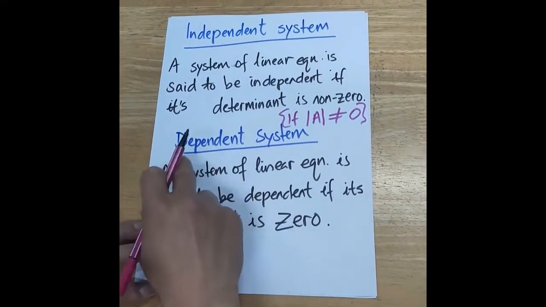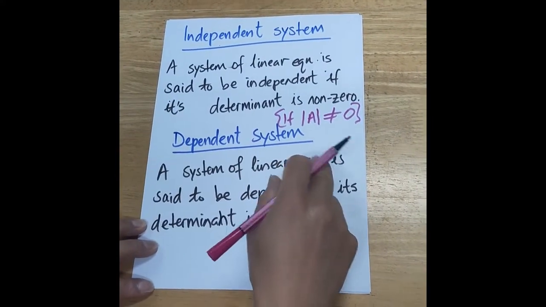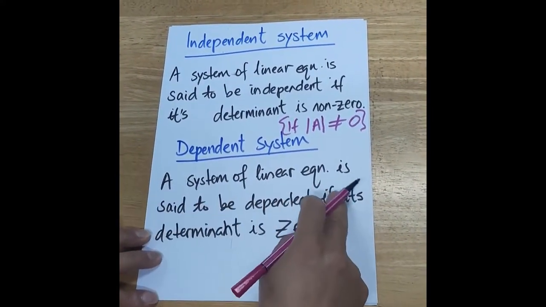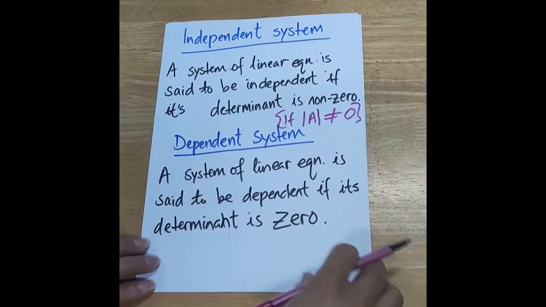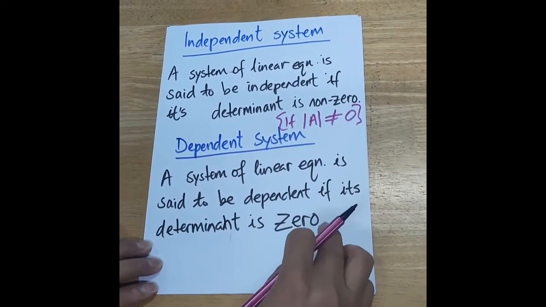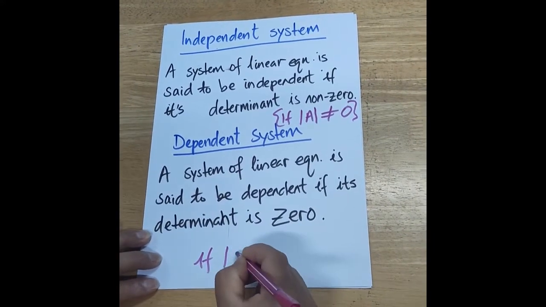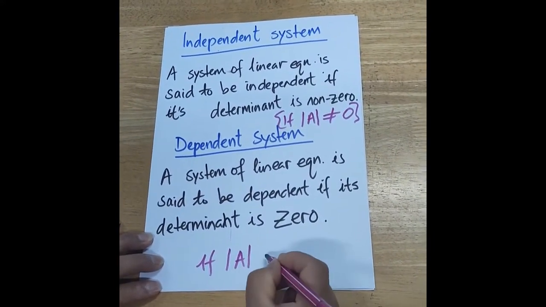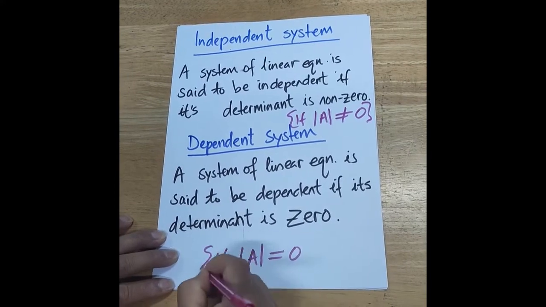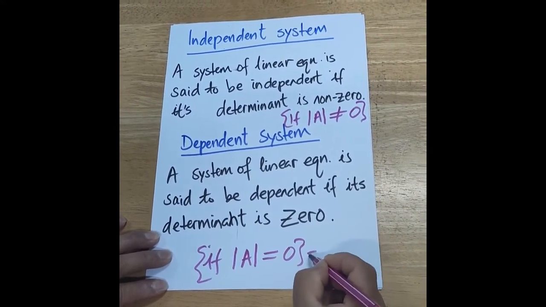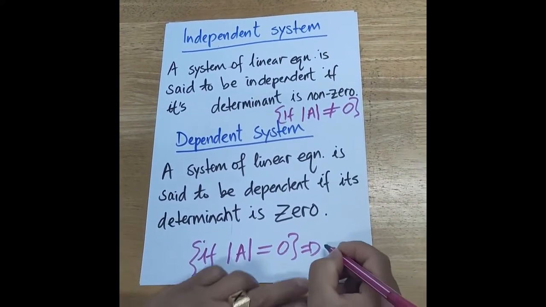And next, what is meant by dependent system? A system of linear equations is said to be dependent if its determinant is equal to 0. That means whenever we have the determinant of our coefficient matrix A equal to 0, we say the system is dependent.